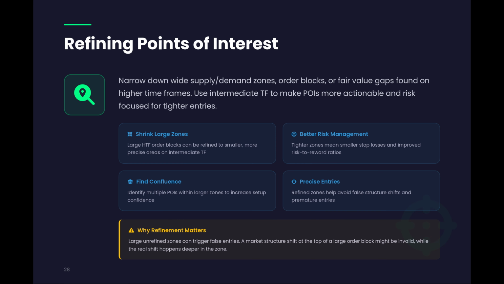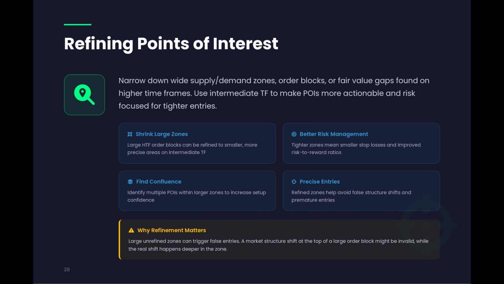Imagine you've identified a significant order block on the 4-hour chart that spans, let's say, 60 pips. Now, if you simply wait for price to touch the top of that zone and immediately enter a trade, what might happen? Well, price could continue moving against you for quite some distance before actually reacting. You see, the true institutional interest might be concentrated at the bottom portion of that zone, not the top.